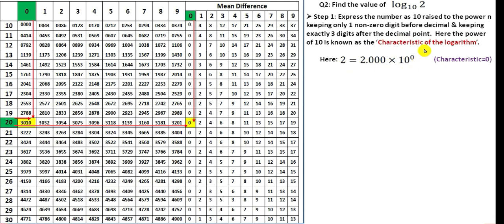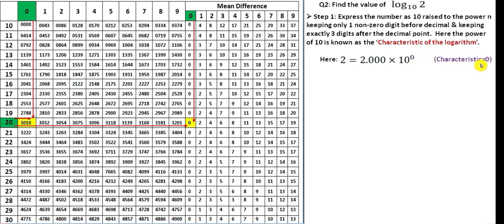Okay, and here it is very important to check that before the decimal, there must be only one non-zero digit. So it became 2 here. But after the decimal, there must be 3 digits. There may be 0, there may be non-zero, but there must be exactly 3 digits after the decimal point. So here it became 0, 0 and 0, into, obviously, 10 to the power 0, then only it will be 2 here. So you have to write the number exactly in this format, then only you can find the value of this characteristic.